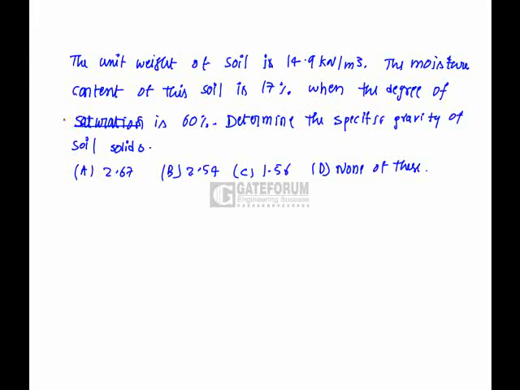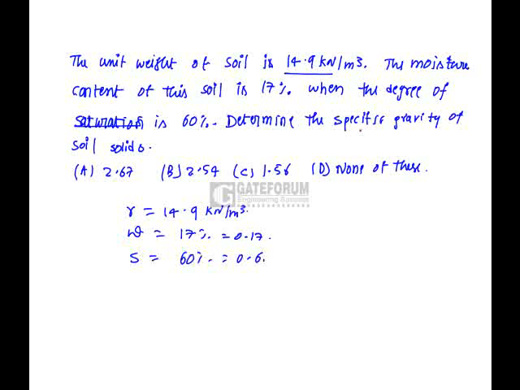Here the question is, the unit weight of the soil is given as 14.9. Gamma is given as 14.9 kilonewton per cubic meter. The moisture content of the soil is given as 17%. So the water content is 17%, that is equal to 0.17. The degree of saturation S is given as 60%, that is equal to 0.6. We have to find out the specific gravity of the soil solids.